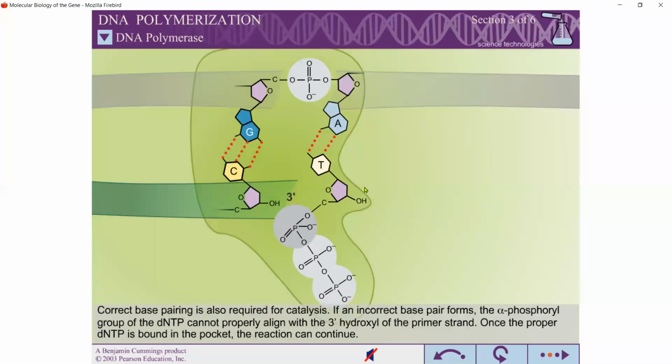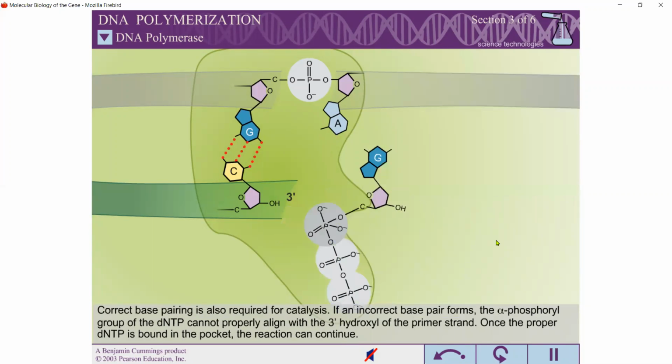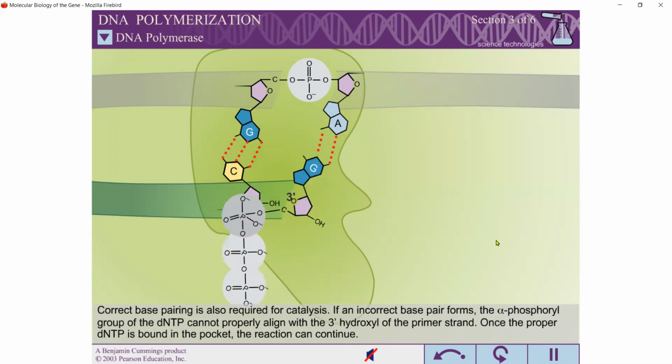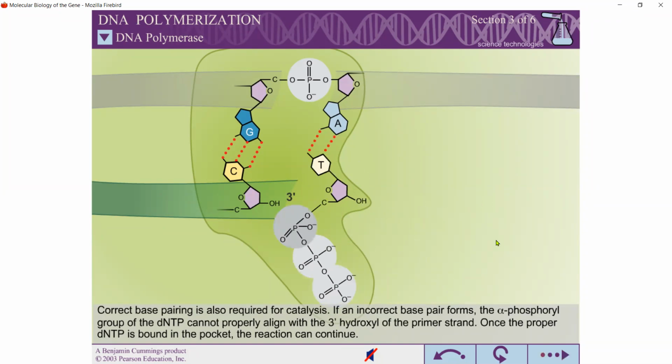You saw that a G entered and the alignment was not proper, and automatically the G had to leave. I'm just showing the animation once more. Correct base pairing is important. See, the alignment is not proper. Only when T comes, the base pair is formed and the alignment is proper. So once the proper dNTP is bonded into the pocket, the reaction continues further.